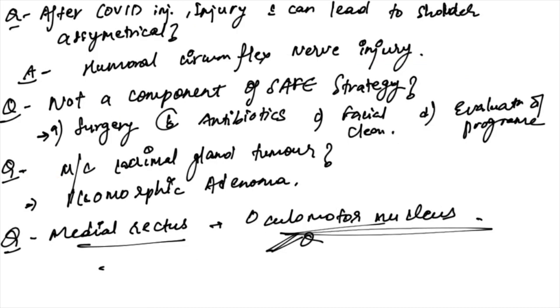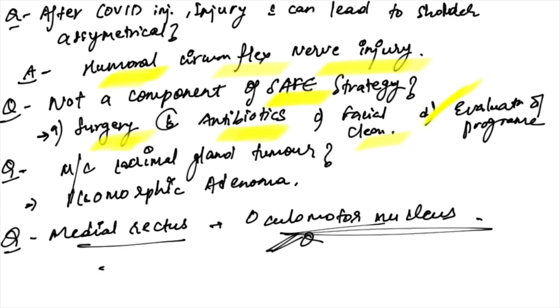Now after COVID injection injury which can lead to shoulder asymmetry. So shoulder asymmetry is caused by humeral circumflex nerve injury. Now not a component of a SAFE strategy in trachoma. So surgery is a component, antibiotics is a component, and facial cleanliness is a component, but not the evaluation of the program.